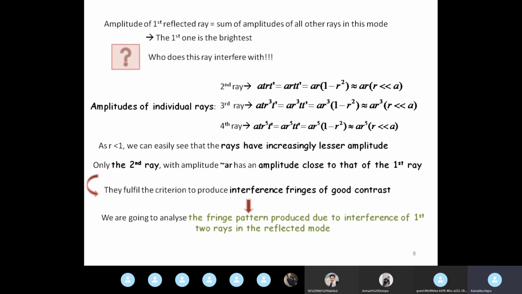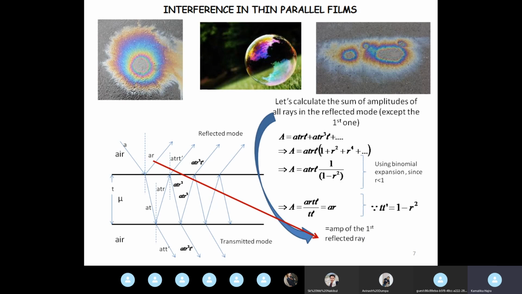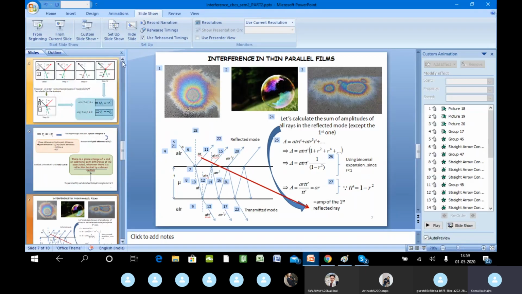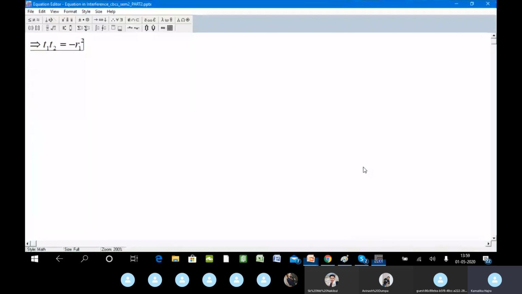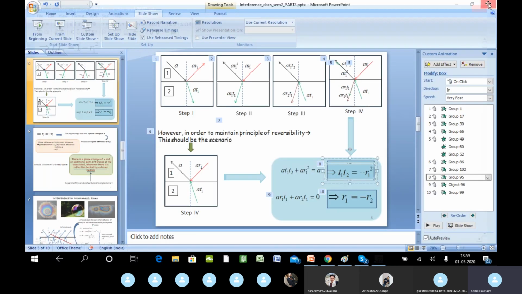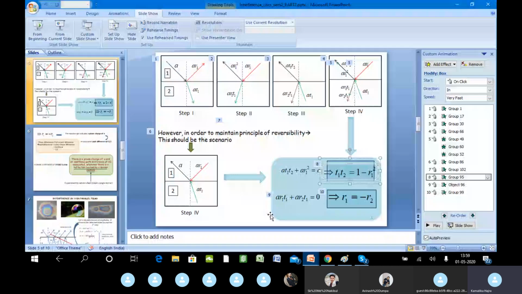Yes, ma'am. Okay, so I'll send this PDF just after I log off, and before I forget, I want to make this change over here. This should be 1 minus r square. Who reminded this? Thank you very much. Okay, so this is 1 minus r square.